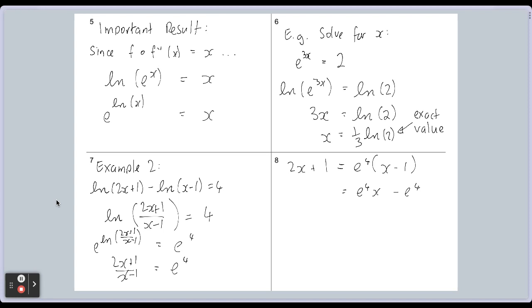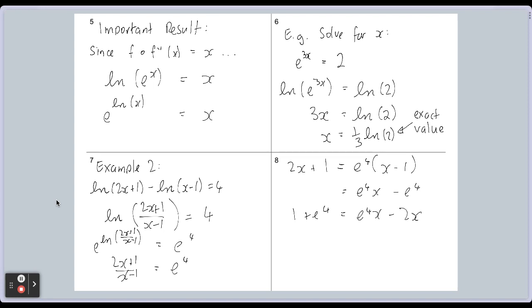Now, what I think I'll do is add e to the 4 to both sides and subtract 2x from both sides. So I'm gathering my x's on one side of the equation. So I've got 1 plus e to the 4 is equal to e to the 4 x minus 2x.